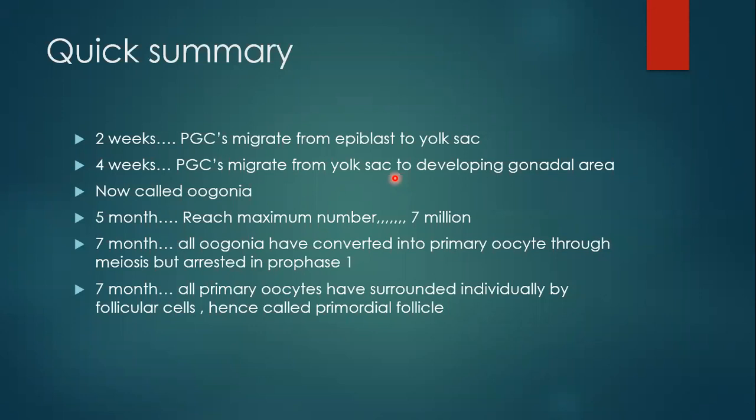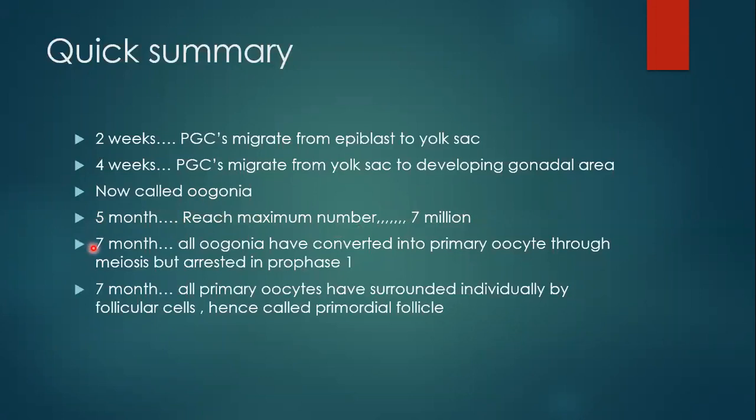So far, we have discussed that during the second week of intrauterine life, the primordial germ cells migrate from the epiblast to the yolk sac. Then during the fourth week of intrauterine life, the primordial germ cells migrate from the yolk sac to the developing gonadal area. Now, these cells are called oogonia, right? The first name, the primordial germ cells, then the second name, the oogonia. Then during the fifth month of intrauterine life, the number of these germ cells reaches its maximum, that is 7 million, 70 lakh, right?